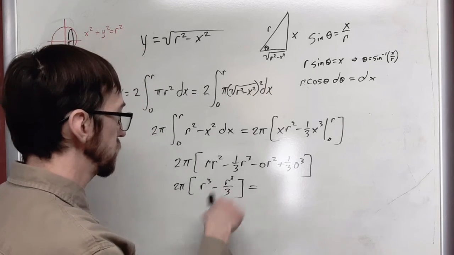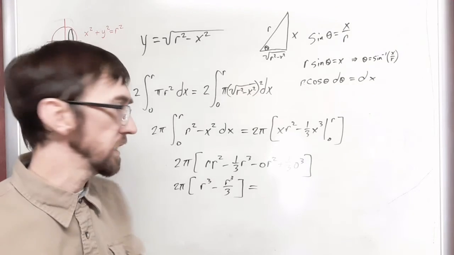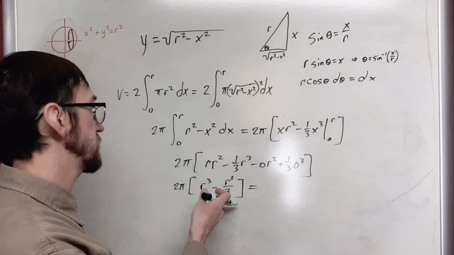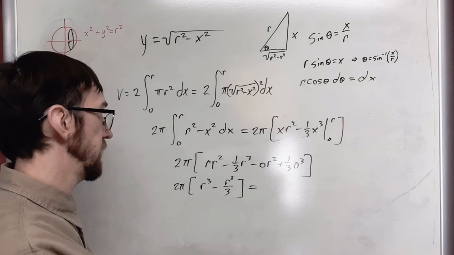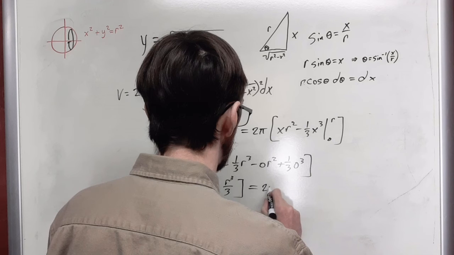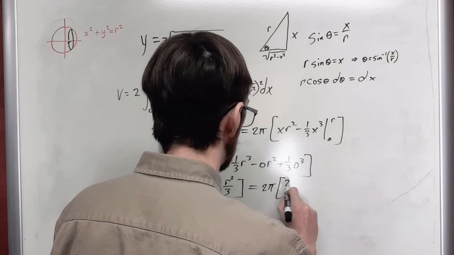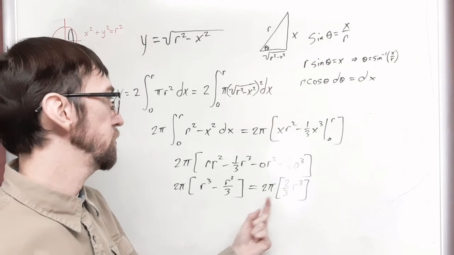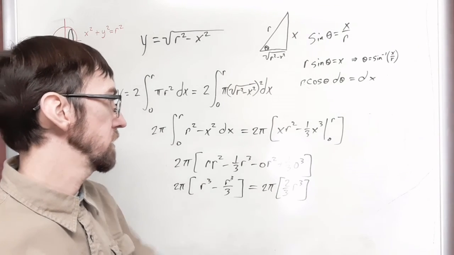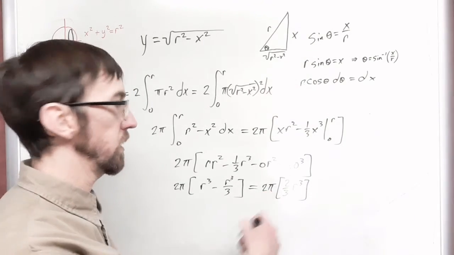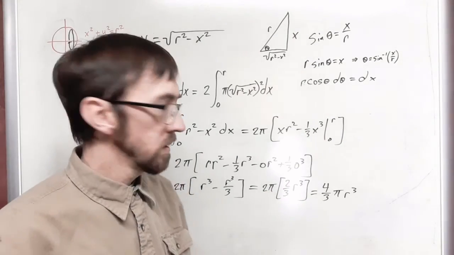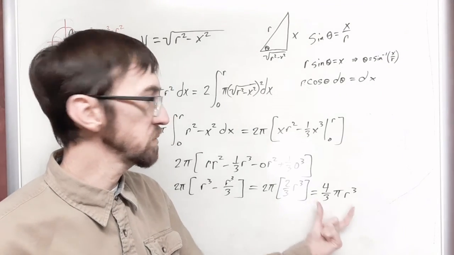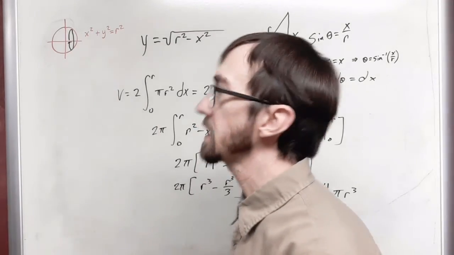And so we're just doing a little bit of fraction arithmetic down here. So I have a whole, and I want to subtract a third from that. So I'm going to get a positive 2/3 in here. So we end up with 2 pi times 2/3 r cubed. And so now we just need to multiply these two terms together. Simplifying the algebra leaves us with 4/3 pi r cubed, which was probably your expectation.